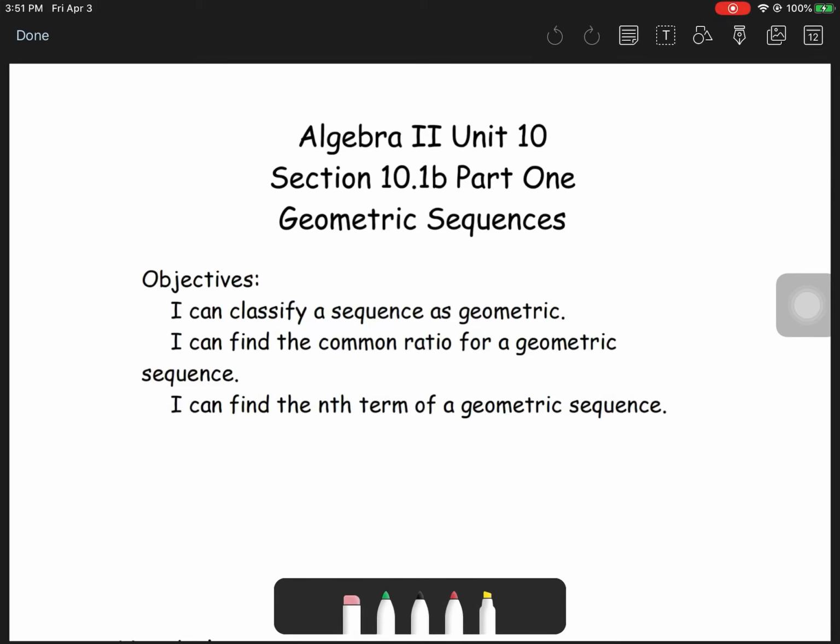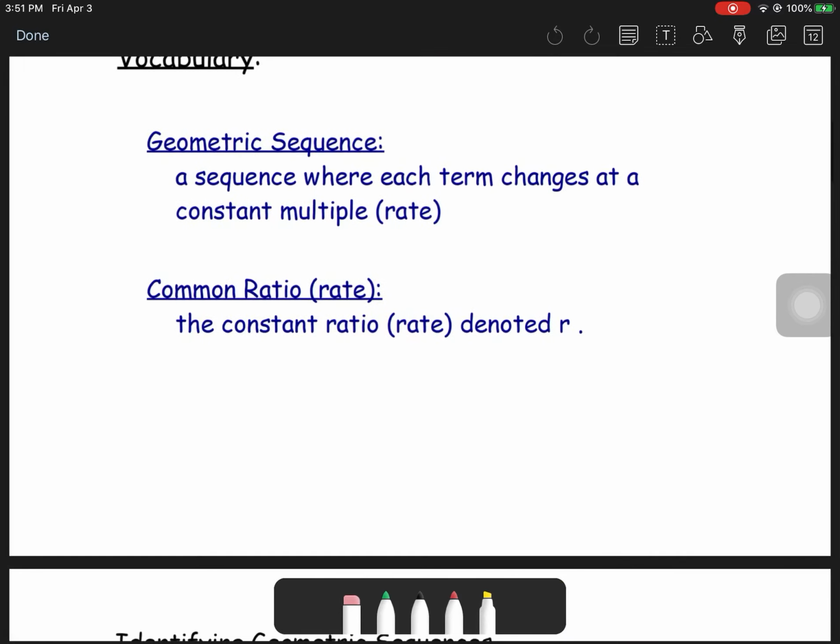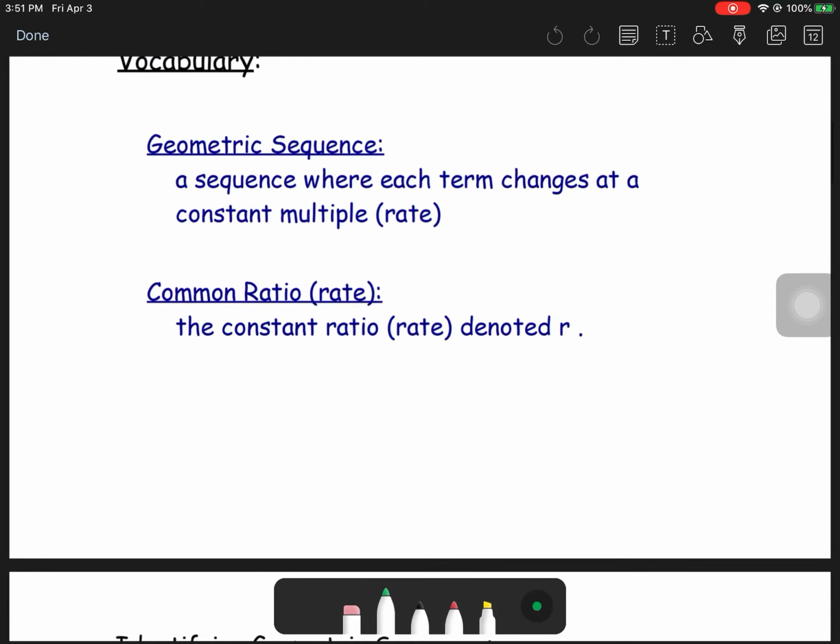In this section, the second section of this unit, we're going to work on just geometric series, or sequence, excuse me. So a geometric sequence is a sequence where each term changes at a constant multiple or rate. In other words, we're going to multiply each time to get to the next term in the sequence. The common rate or ratio is denoted by r, and that's what we're multiplying by each time.